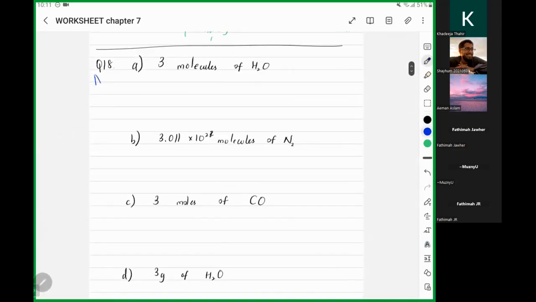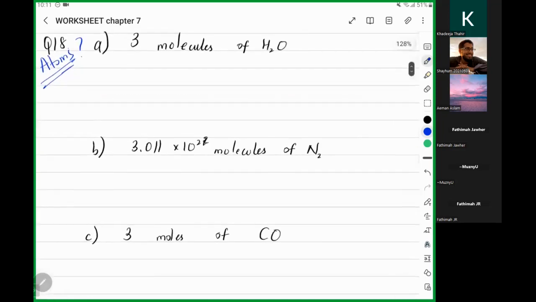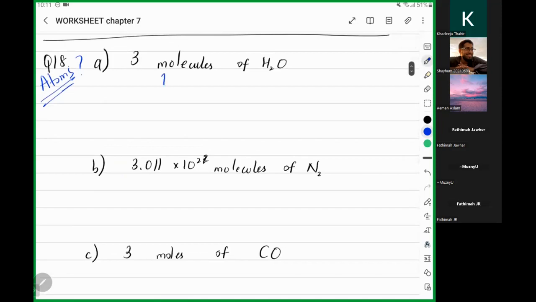Right? The question is about atoms. So let's find the total number of atoms in each. If it's 3 molecules of H2O, first tell me, one molecule of H2O has how many atoms? 3 atoms, no? A molecule means this. This is a molecule of H2O. Got it? Molecule, not mole. Therefore, 3 molecules will have how many?